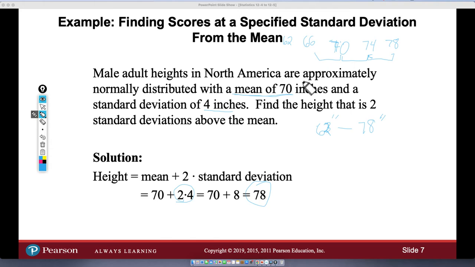95%. You got it. So this is like the -2 standard deviations, and this is like the +2 standard deviations. 95% of the data is going to be between there, as long as it's normally distributed.